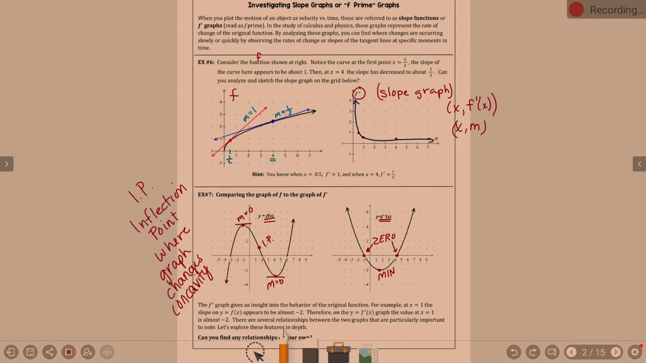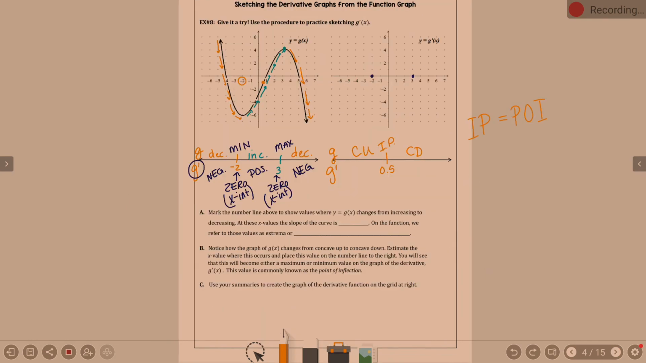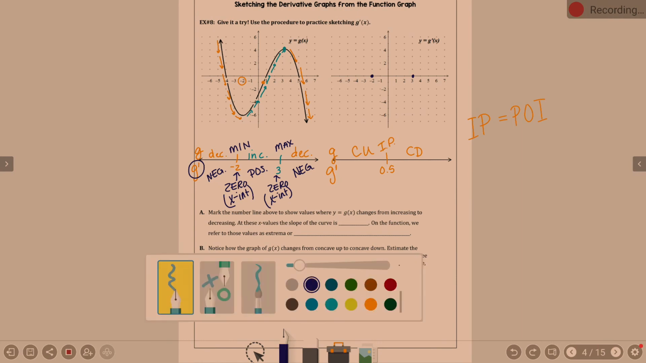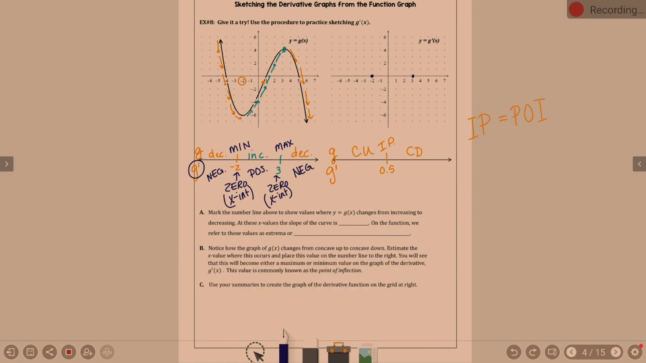Increasing. So, on this one, my graph was concave up. So it's going to be increasing. And then when it's concave down, it's going to be decreasing. If your graph is increasing and then decreasing, what happens between increasing and decreasing? There's a max, right? If you're increasing and then you decrease, you have to go past the top of the mountain. So at this point, there is a max on this graph, on the derivative graph.